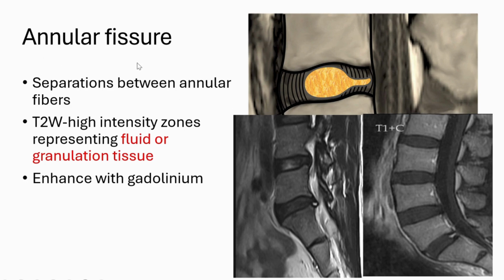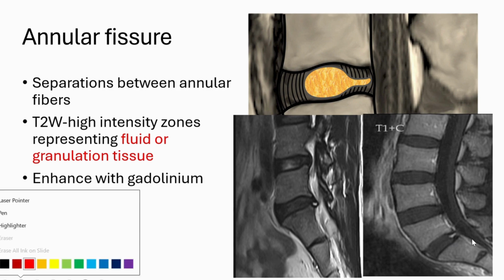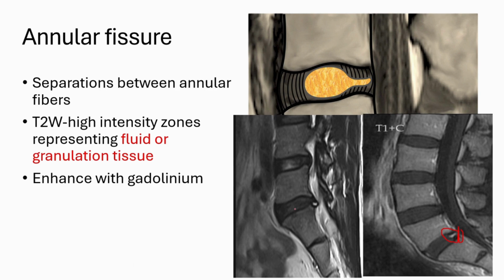Now the annular fissure. What is an annular fissure? Annular fissure is the separation between the annular fibers. As we can see in this image, there is a separation of the peripheral annulus fibrosus fibers, with herniation of the disc content within it. So this is called the annular fissure. In the T2 weighted image, it appears bright due to fluid and granulation tissue, and it shows enhancement in the post-contrast study. As we can see in this image, this is the enhanced annular fissure. This is the T2 weighted high signal intensity annular fissure.